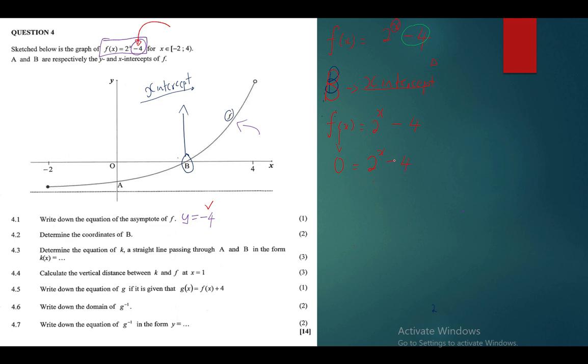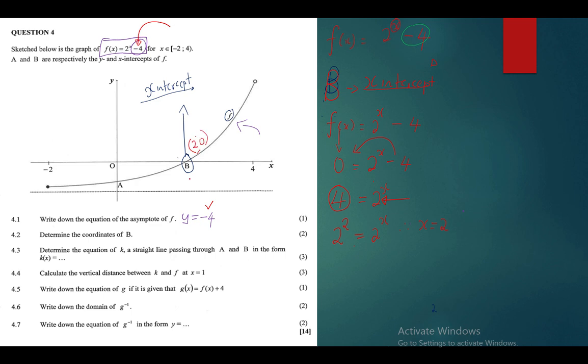Then you continue solving. You take minus 4 to the other side, it becomes positive 4 equals 2 to the exponent x. You are dealing with an exponential equation. Make your base the same, if possible. The base here is 2. You need to change 4 so that it has a base of 2. And 4 is 2 to the exponent 2. So 2 to the exponent 2 equals 2 to the exponent x. Therefore, x equals 2. So the coordinates of B, guys, is (2, 0).